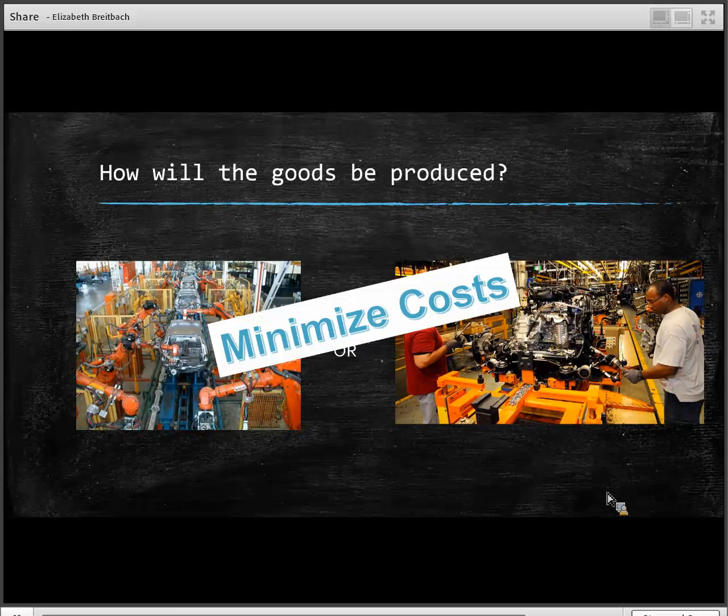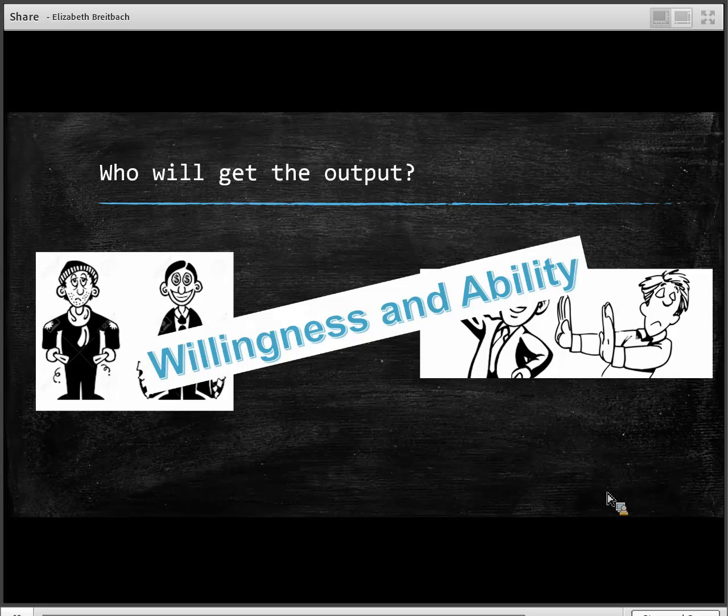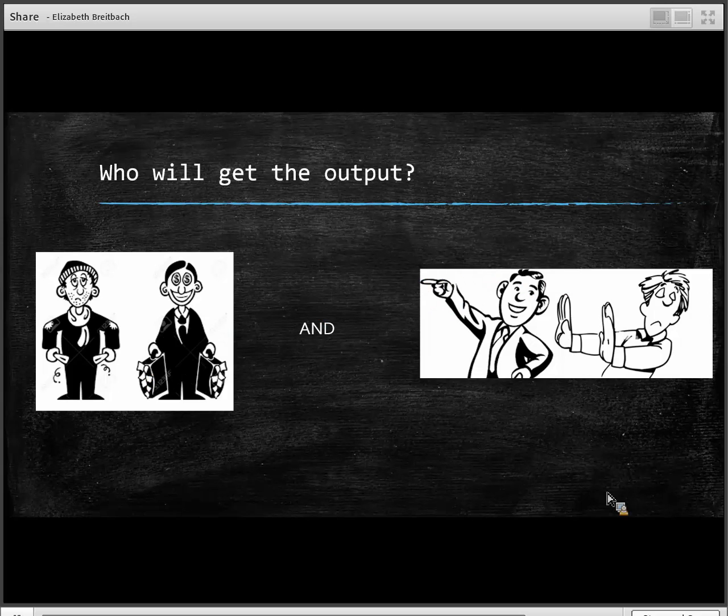Then who will get the output? There are two pieces of the puzzle. When we think about who will get the output, it's willingness and ability. So you can see in the left-hand picture, you have to have the ability to purchase the product. If you don't have the money to purchase the product in a market system, you are unable to purchase it. So if you can't afford something, then you don't get to buy it. I can't afford a Tesla car, so since I can't afford it, I don't get to buy it.